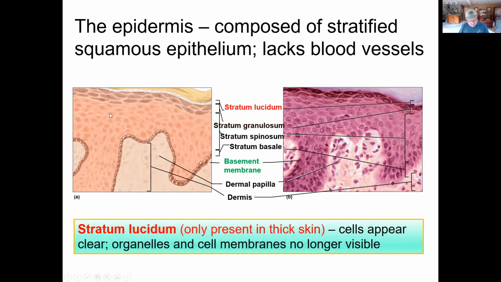Stratum lucidum is a single layer of rather clear cells. In fact, it's really tough to see the stratum lucidum layer in a stained histologic section, and they have it denoted here above the dark purple, which would be the stratum granulosum layer. So it's really, really hard to see them. They're very, very clear, and they're very, very flat. And there's just one layer there in the stratum lucidum.